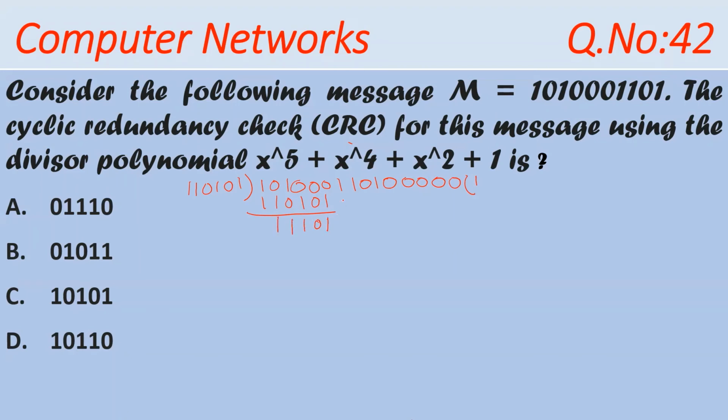Okay. So I'm bringing this down. And again, the ones are 1, 1, 0, 1, 0, 1. Okay. So which is 0, 1, 1, 1. Okay. So this has come here, so I'm bringing this down, which is 1, 1, 0, 1.